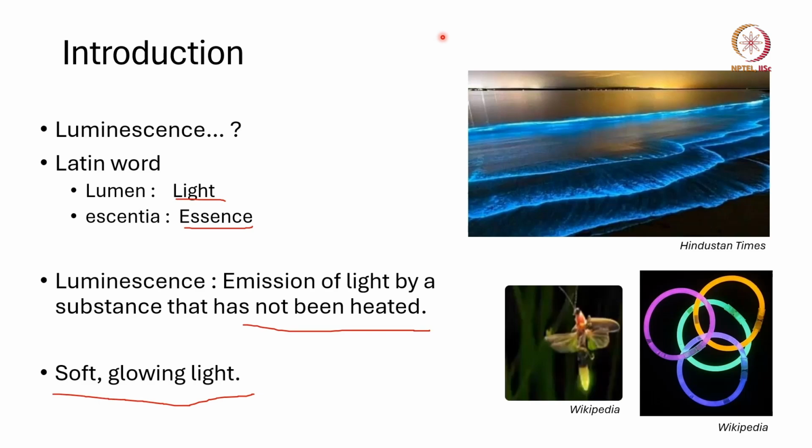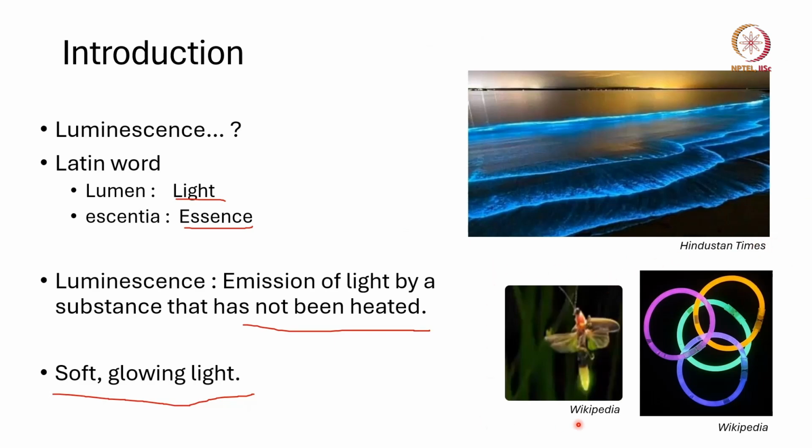On the right side, three different examples of luminescence that we see in real life have been provided. The first image corresponds to a bioluminescent beach in Karnataka. In the seawater, there are bioluminescent planktons which undergo a biochemical reaction releasing light. And at night, the waters glow due to this bioluminescence.